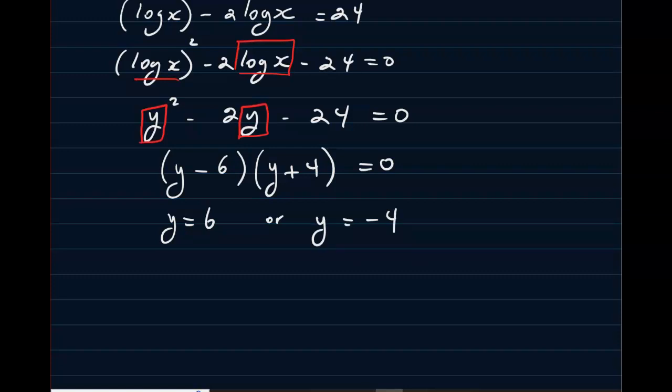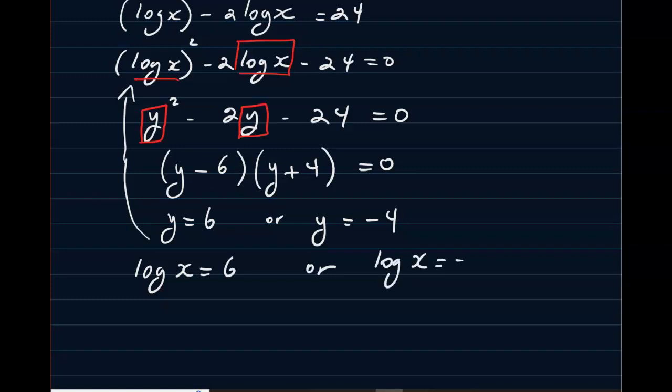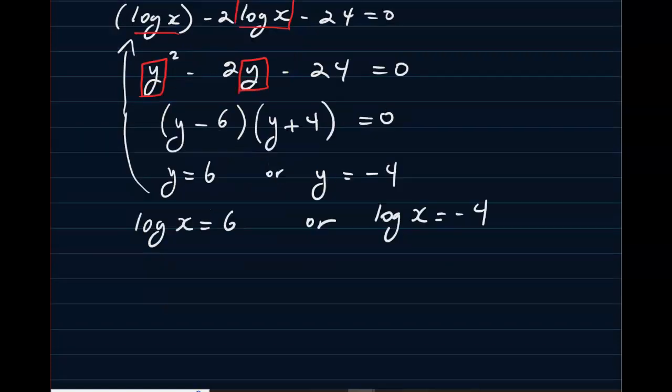That means each of these brackets must be equal to 0. So y minus 6 must be equal to 0, therefore y must be 6. y plus 4 has to be equal to 0, therefore y has to be minus 4. What was y? Well, y was log x. So I'm going to rewrite: log x equals 6 or log x equals negative 4.